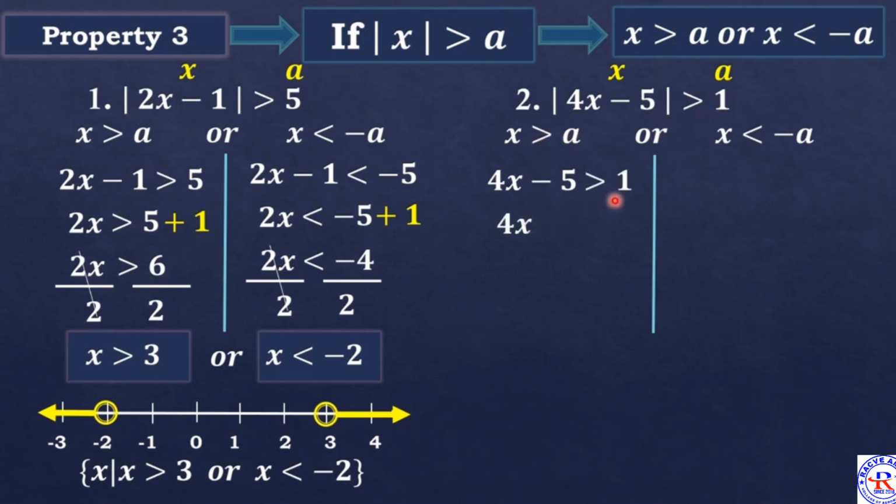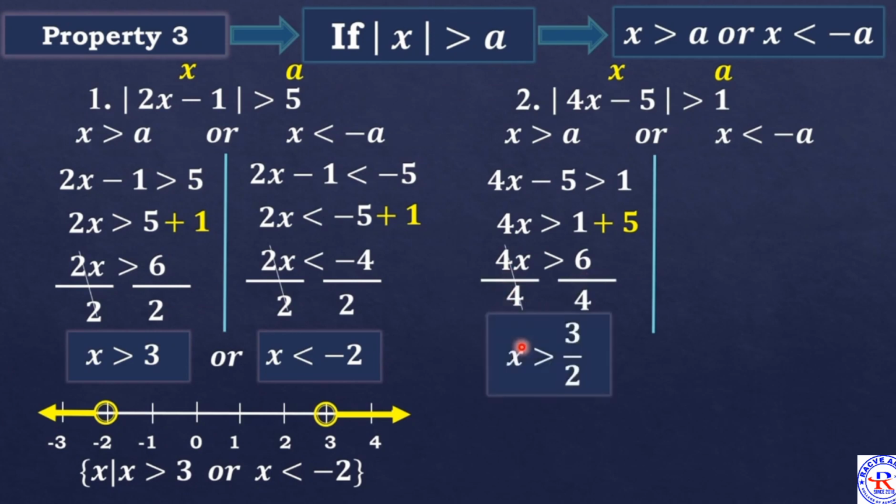Next, 4x. So this is greater than 1. Lipat natin ito, transposition, plus 5. Okay, so 4x is greater than 1 plus 5 is 6. Divide both sides by 4. So this is cancel. So x, okay, so this is a fraction, no?